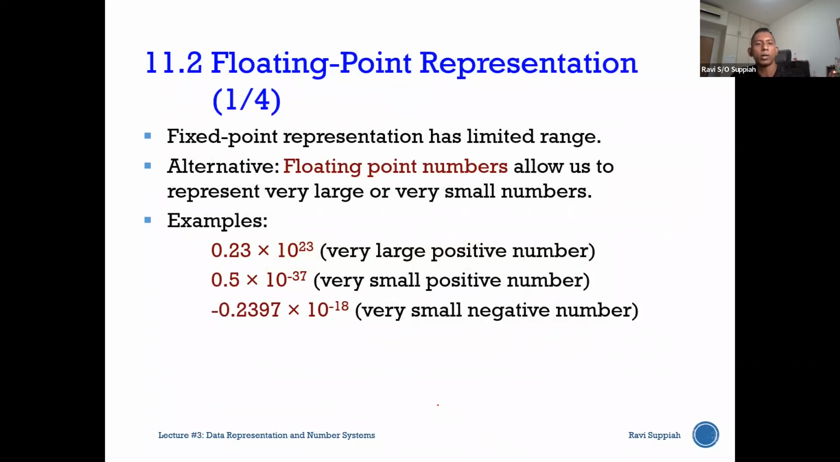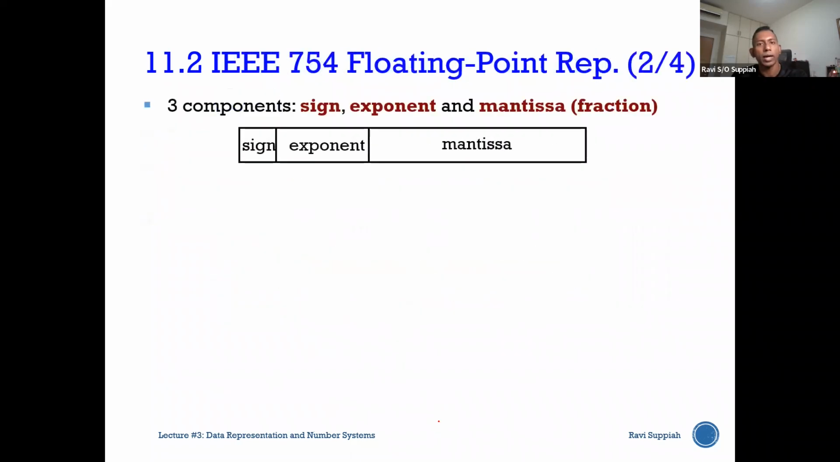Because you want to be able to have very small and very large numbers represented in our system. So that is where this technique or format called the IEEE 754 floating point representation comes in. So this is a very nice way in which you can represent very small and very large numbers using a string of binary bits. And how it works is you are going to represent the number in 3 parts: the sign, the exponent, and the mantissa.